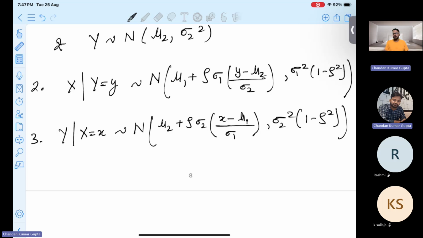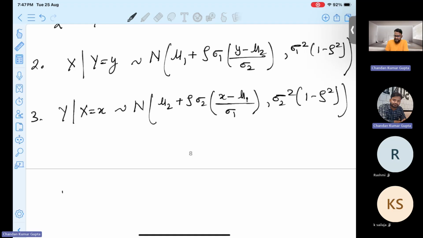Here you can also see that if x and y are independent, then there is no correlation between them. And if there is no correlation, then the 1 minus rho squared term vanishes. So obviously, in case of independence, x given y is equal to f of x. There is no impact of the condition in that.